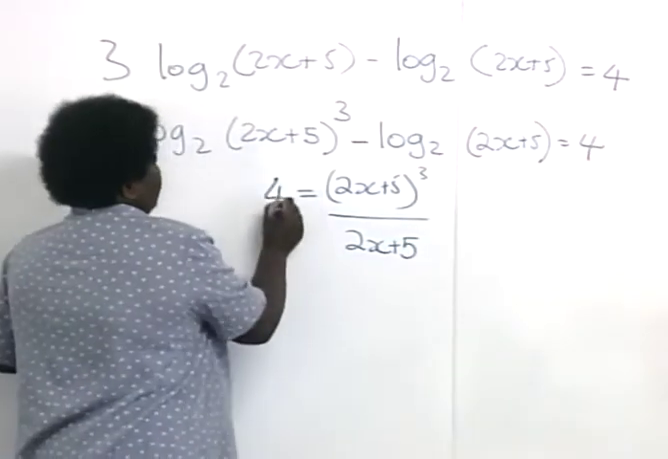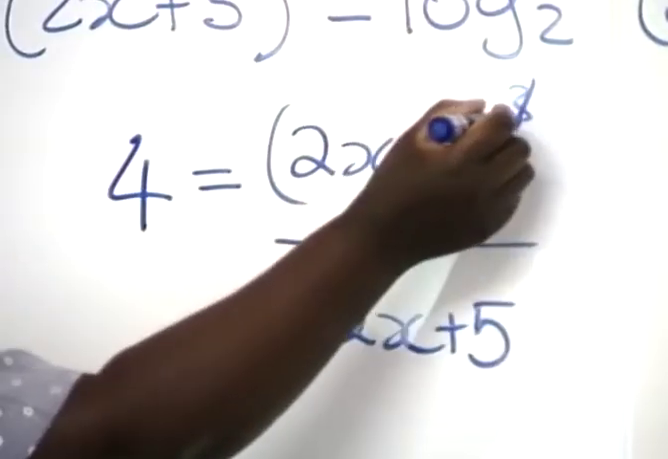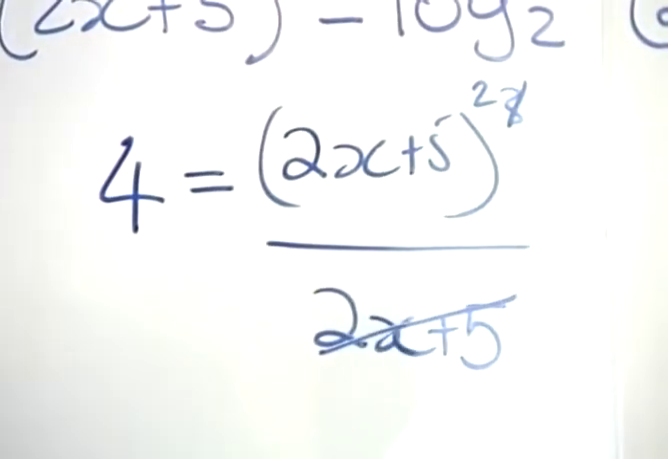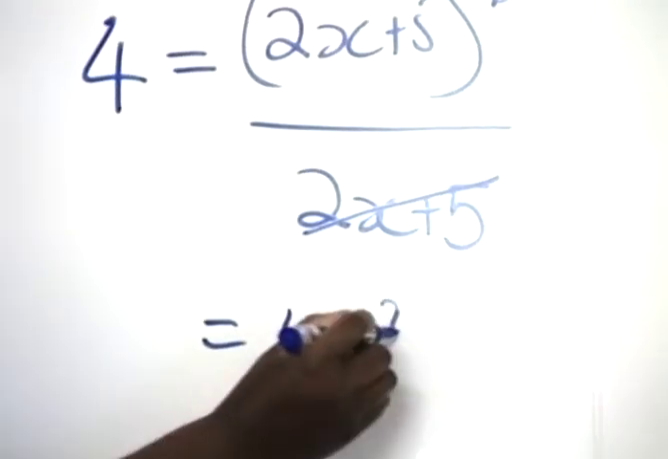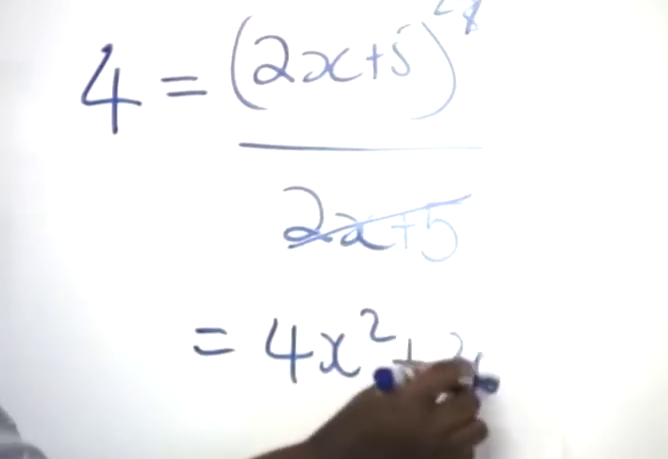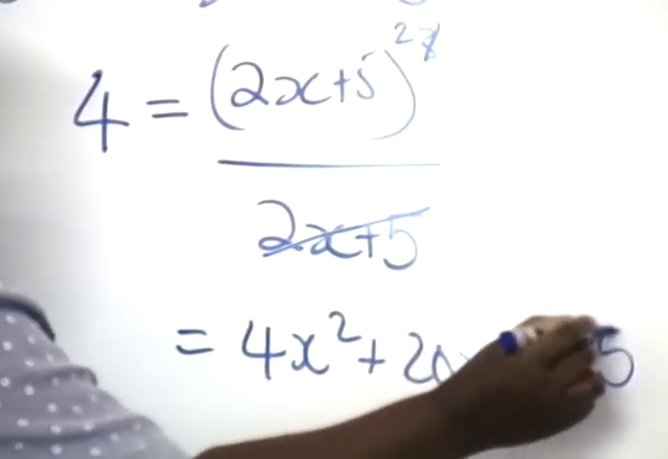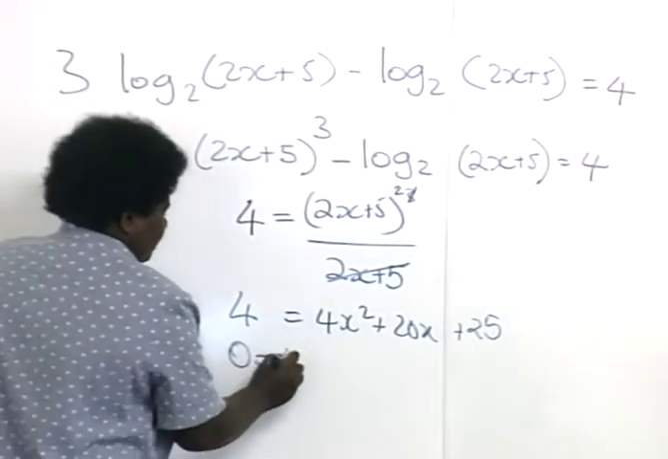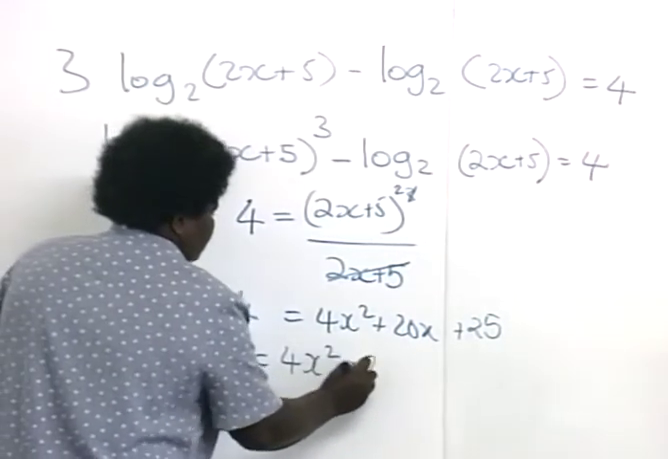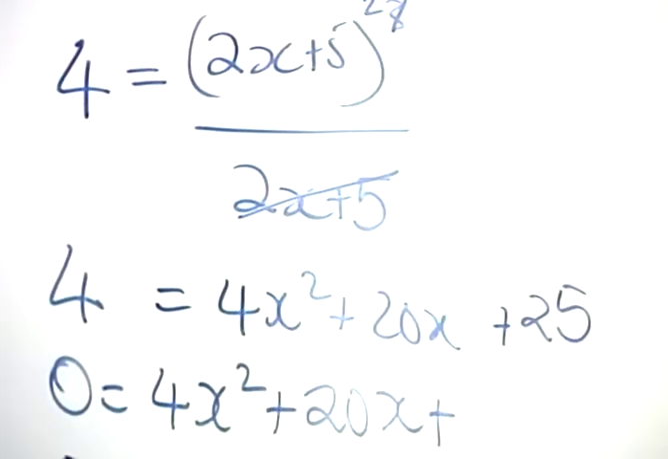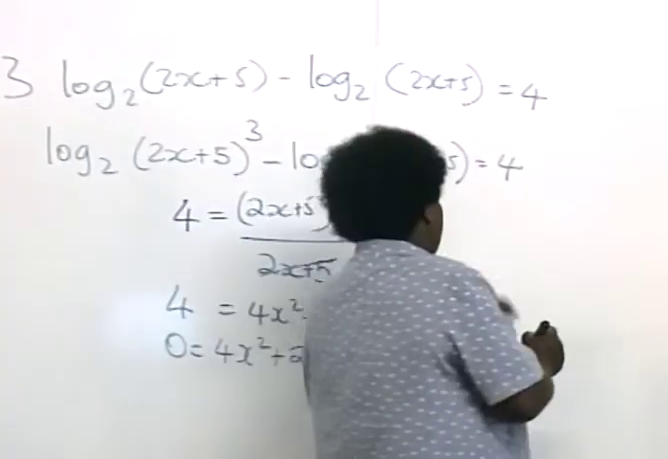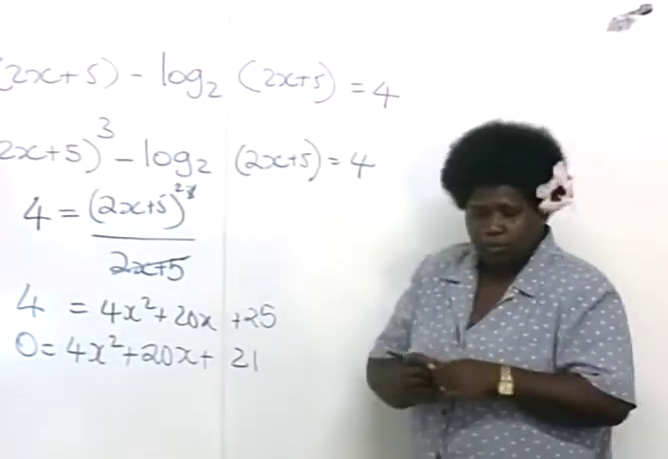So we'll get 4. Okay, one of these will cancel with this, so there are 2 left, or 2x plus 5 squared, which you can do 4x squared plus 20x plus 25 equals 4. Okay, subtract 4 on both sides and I get 4x squared plus 20x plus 21.